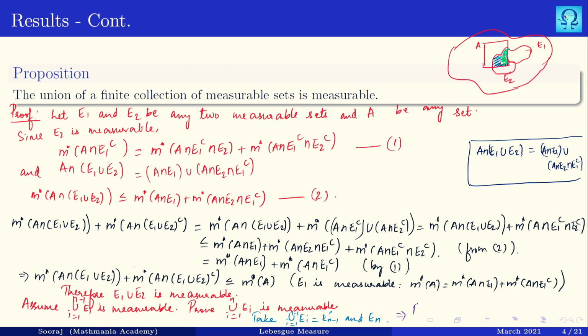This implies finite union of measurable sets is measurable. So I'll leave this proof as an exercise to you. Try to complete it.